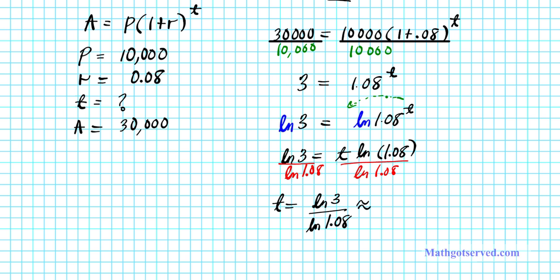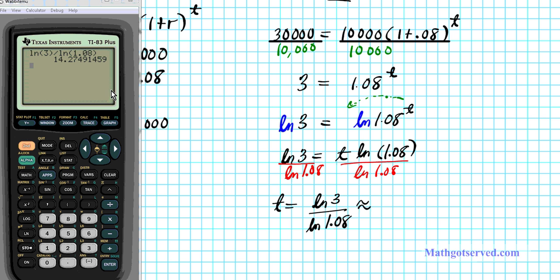And we can find the approximate result by plugging this into a calculator. So if you plug it in your calculator, you get 14.27. So approximately 14.27 years. That's how long it's going to take him to triple his money.